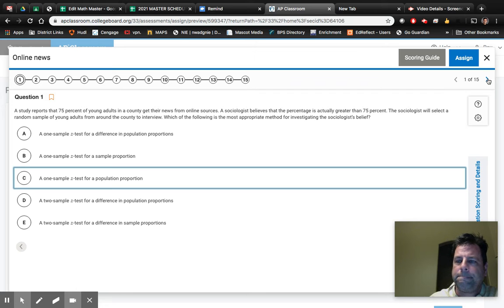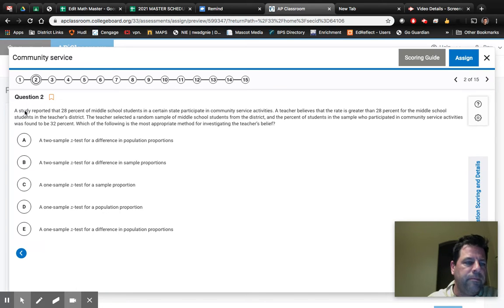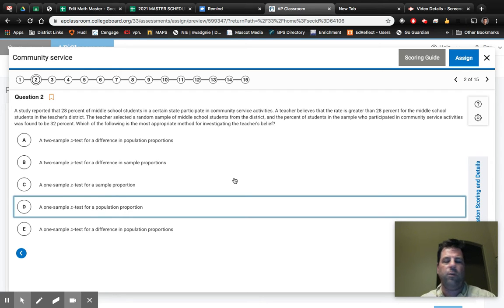Next question. Community service. A study reported that 28% of middle school students in a certain state participate in community service activities. A teacher believes that the rate is higher than 28% for the middle school students. The teacher selected a random sample of middle school students. The percent of those students in the sample participating in community service was found to be 32%. Which of the following is the most appropriate method? Okay, so H0 is 28. Ha is greater than 28. Two samp? No. One samp Z test for the sample? Nope, never a sample. One samp Z test for a population proportion.